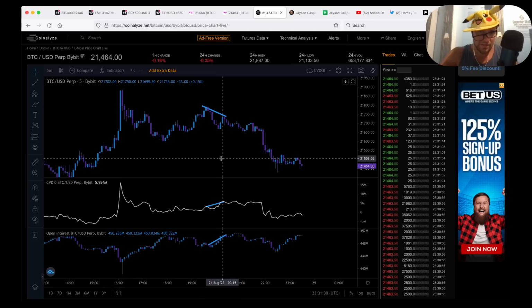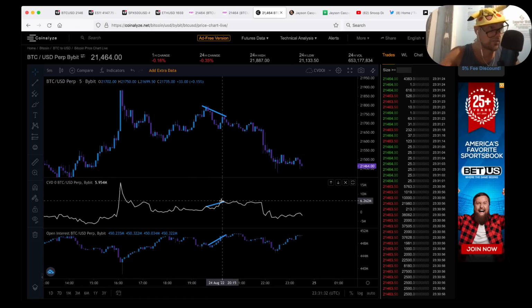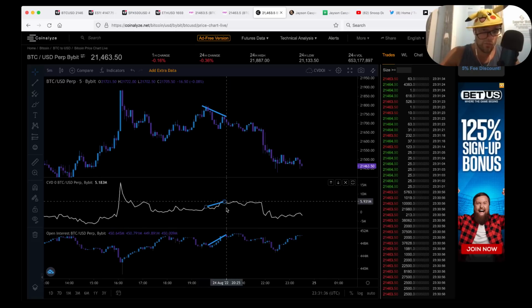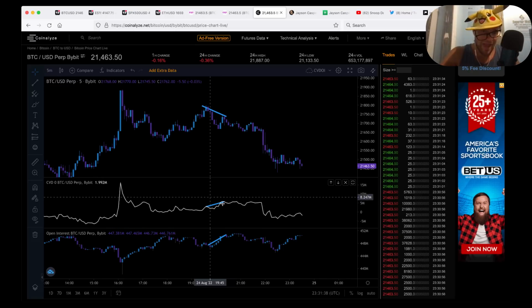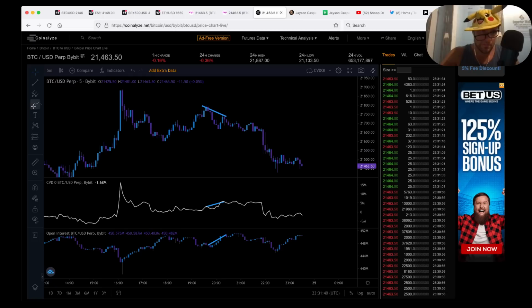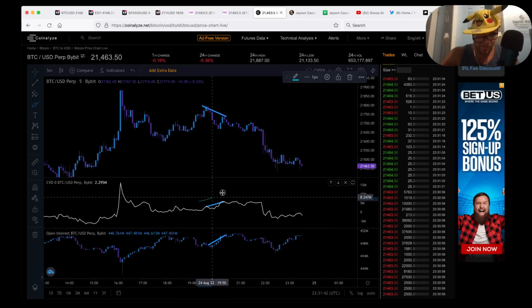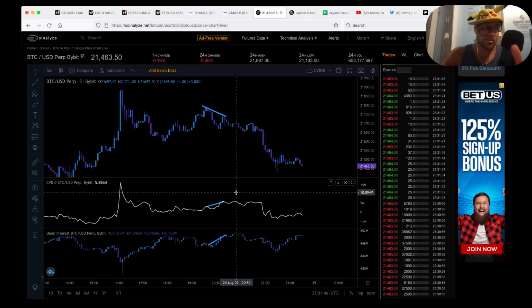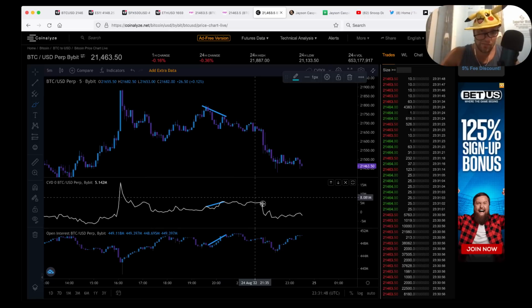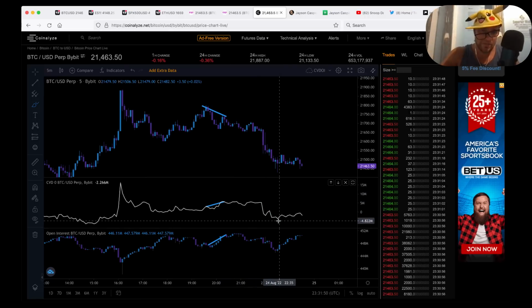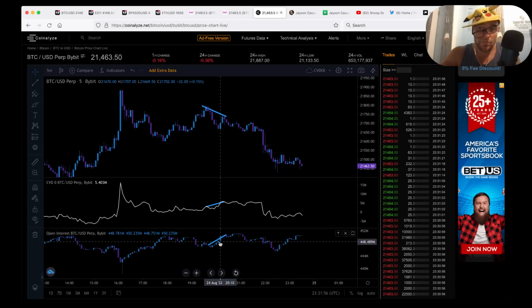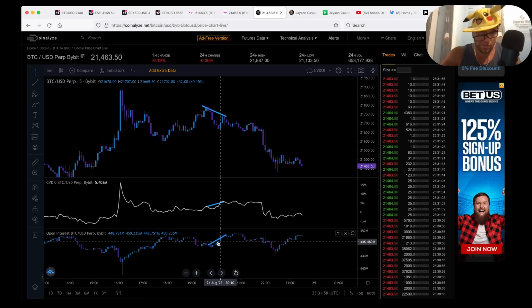What is CVD? CVD is cumulative volume delta. This is telling us which side is more active in the market, longs or shorts. If the CVD is getting higher, this white line is getting higher, that's telling us there's more people longing than shorting. If the CVD is getting lower, that's telling us there's more people shorting than longing. What is open interest? Open interest is telling us, are there active participants in the market actually opening trades? Yes or no?